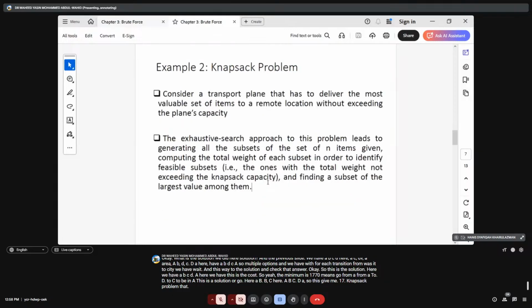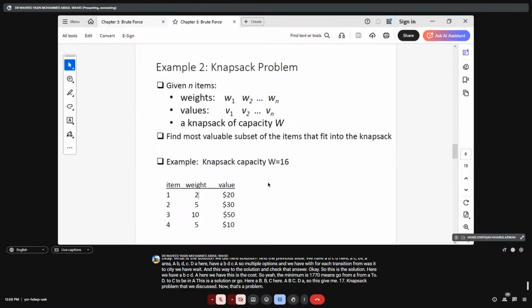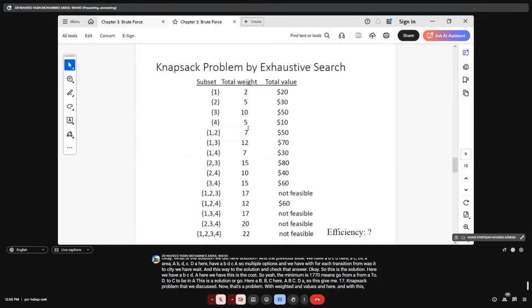The knapsack problem that we discussed: the knapsack problem with weights and values. We get the subsets, and we have the total weight, and we check for the feasible one with the most value.